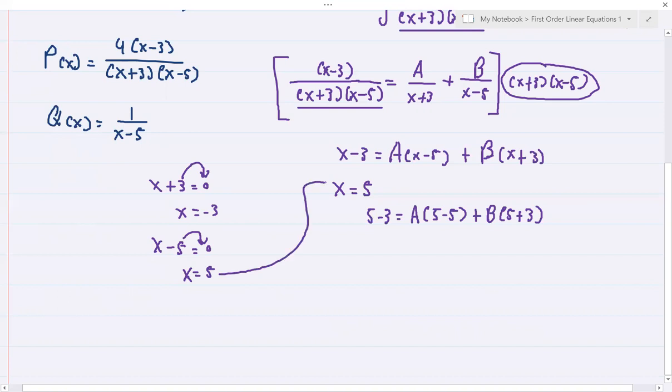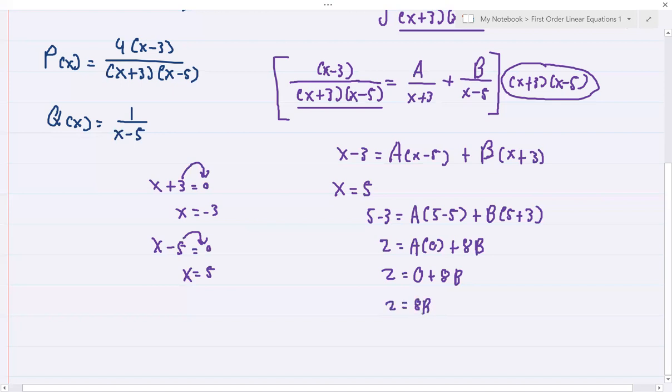So let's start first with your 5. If your x is equal to 5, then 5 minus 3 is 2. So 8 times 0 plus 8 times b, because 5 plus 3 is 8. So 8 times 0 is 0, and we will have 0 plus 8b. So 2 is equal to 8b. Now let's find your b. Let's divide both sides by 8. We will have 1/4 is equal to your b. So that's it, that's for your b.